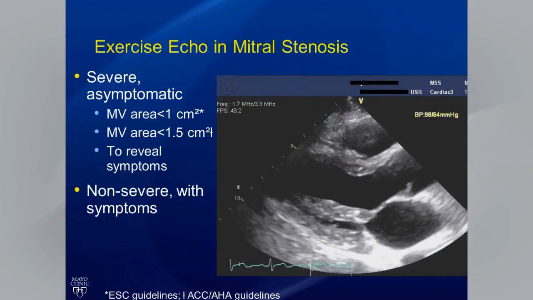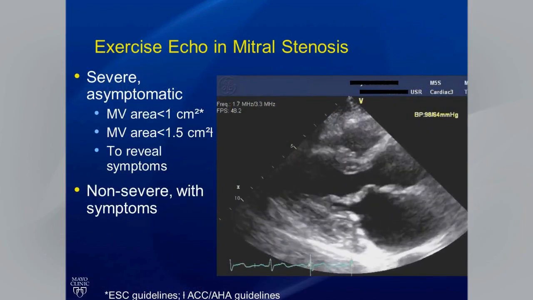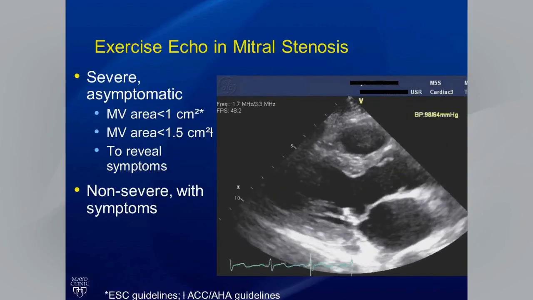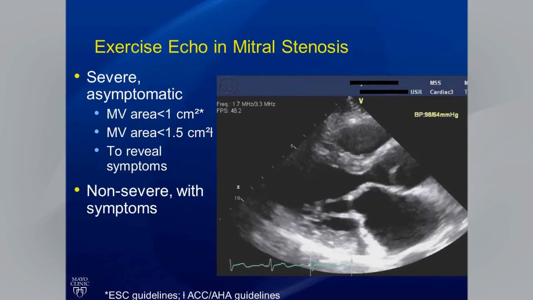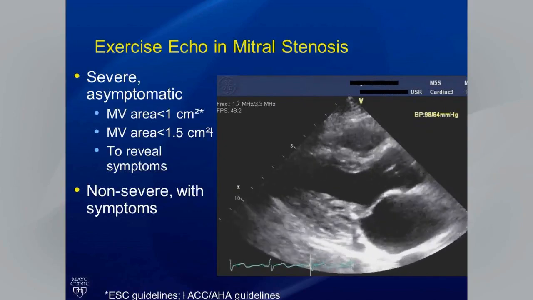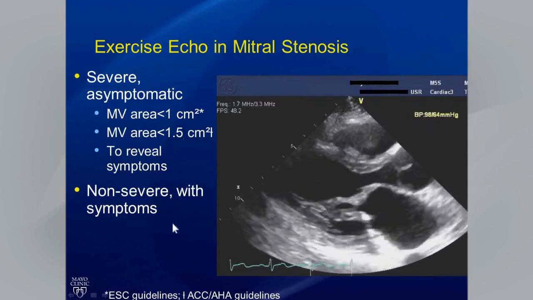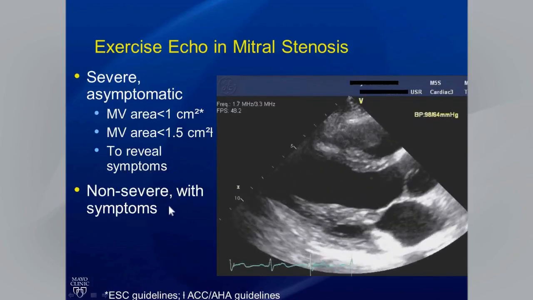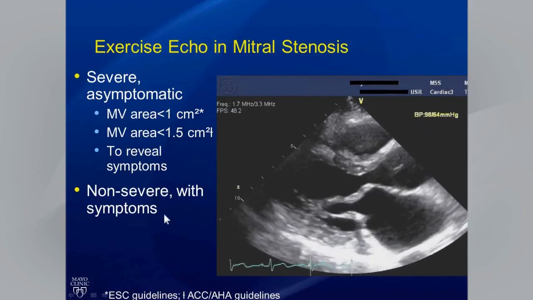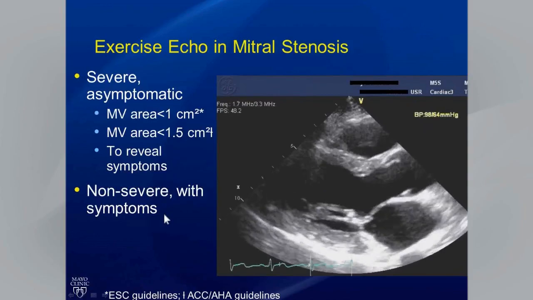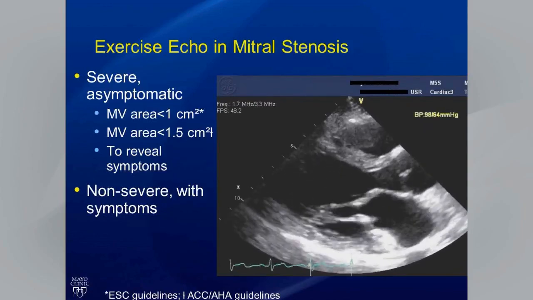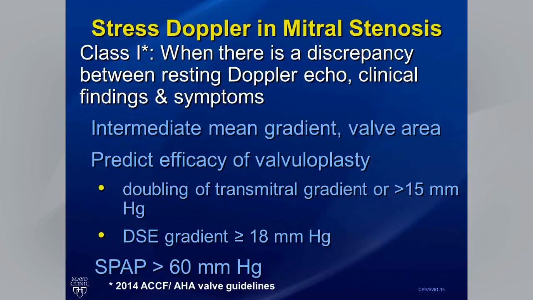For patients with mitral stenosis, we have found in our practice at Mayo Clinic that exercise echo is particularly helpful. It's helpful in patients with severe mitral stenosis, and that is defined by these mitral valve areas according to different guidelines, to reveal symptoms, to see if the patient really is asymptomatic. But it's also especially helpful, I think, in patients with non-severe mitral stenosis who have symptoms to understand what's going on in these patients.